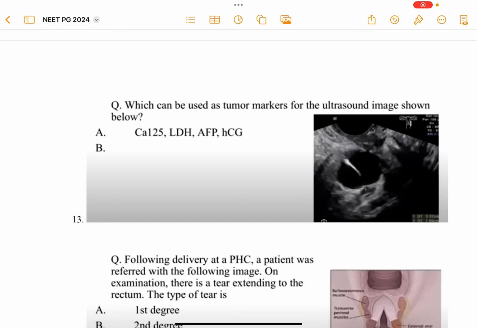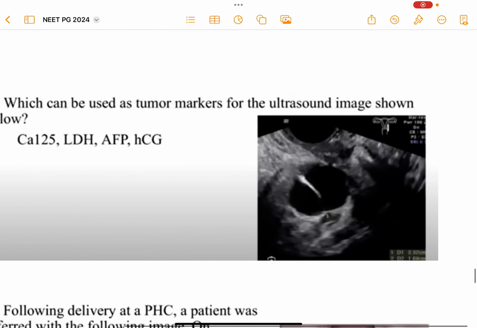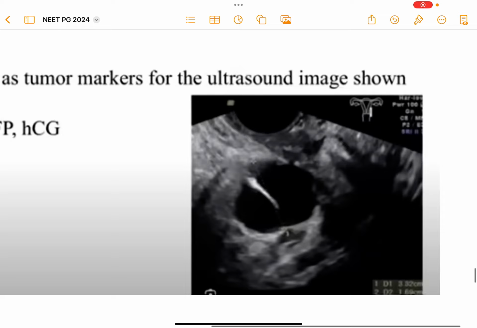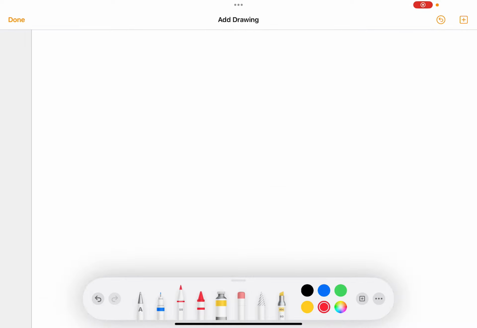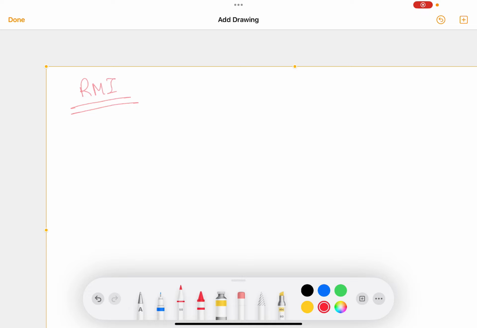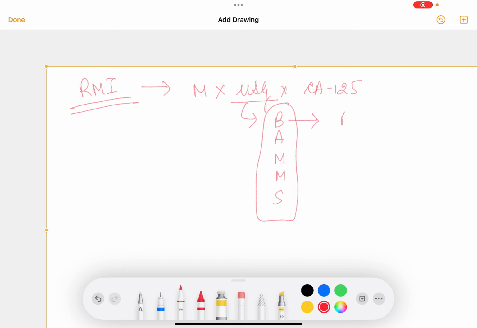What are the tumor markers which are done if a patient is having a complex ovarian cyst? Now you can see this is a complex ovarian cyst. So you all know whenever you have an ovarian cyst, we go for RMI scoring. RMI scoring consists of your menopausal status, your ultrasound features, and your CA125. CA125 is a marker of epithelial ovarian cancers. In ultrasound you have 5 features. I have already spoken about this earlier also. This has a mnemonic BAMMS. So B is bilaterality.